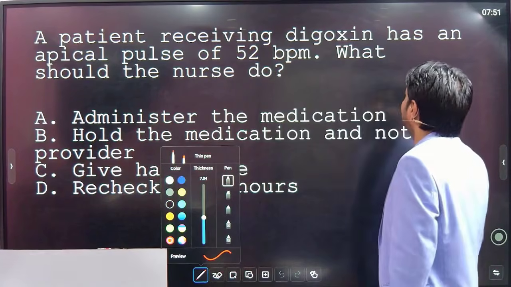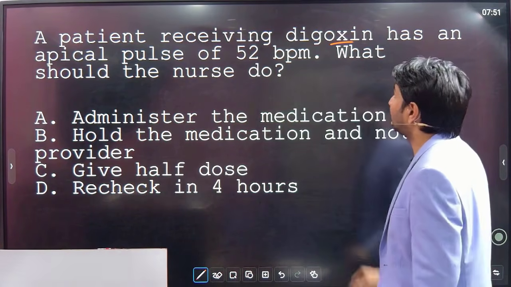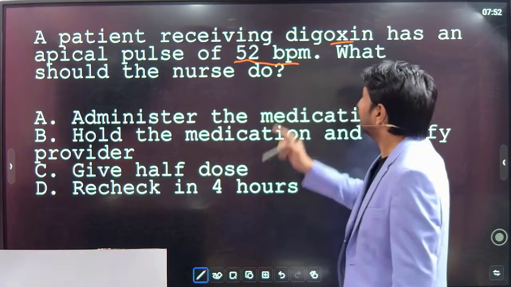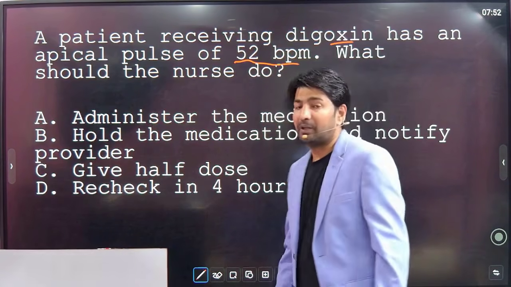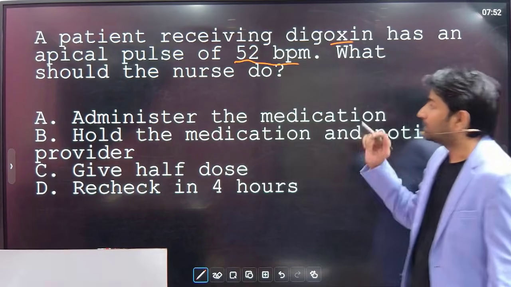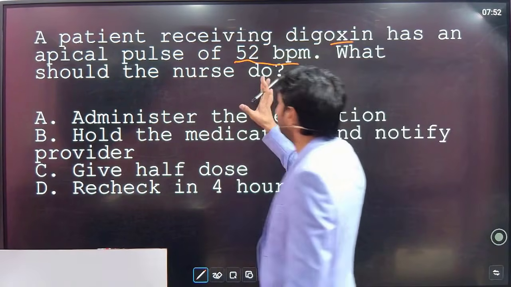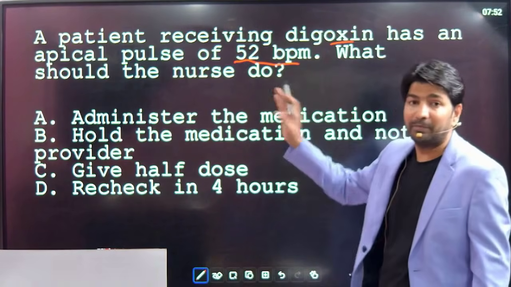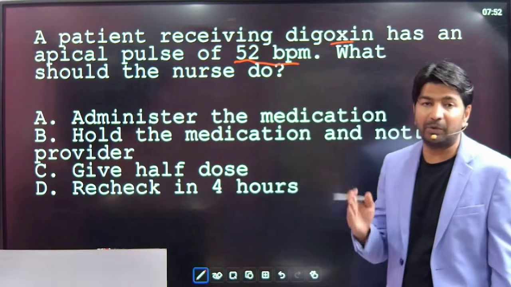A patient receiving digoxin has an apical pulse of 52 beats per minute. What should the nurse do? This means the patient is taking digoxin and their apical pulse is 52 beats per minute, so what will the nurse do? This means the patient has developed bradycardia. It's less than 60, which means it's bradycardia.